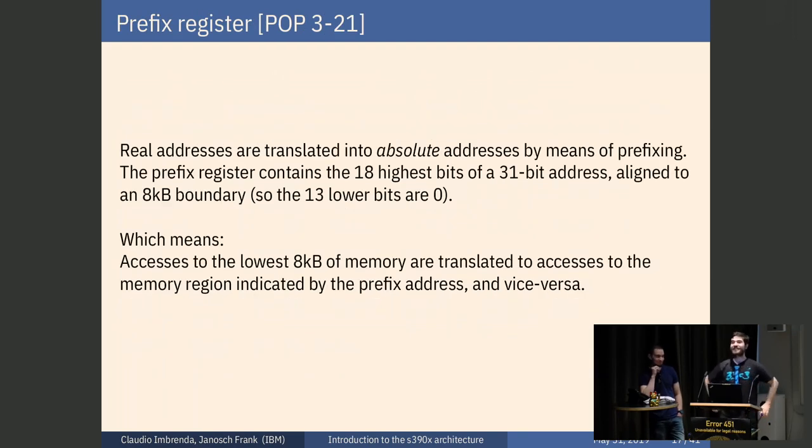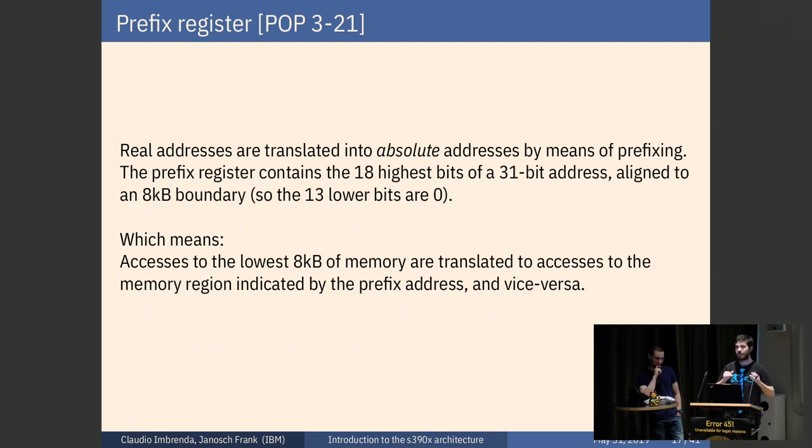You remember the prefix register? So what happens is that the prefix contains the 18 highest bits of a 31-bit address aligned to an 8-kilobyte boundary. So the 13 lower bits are 0. So 18 plus 13 is 31, yes.